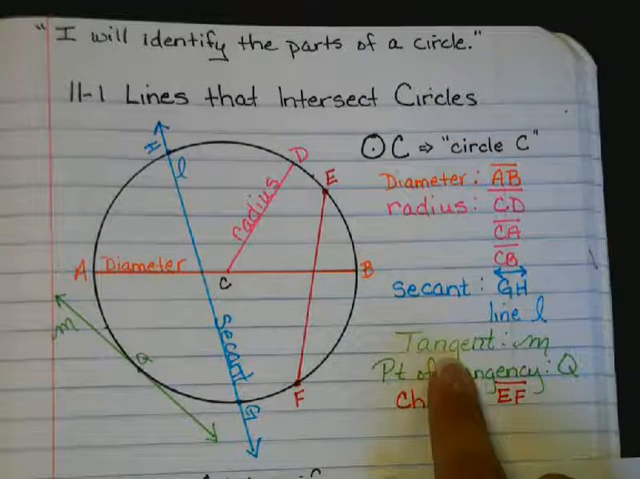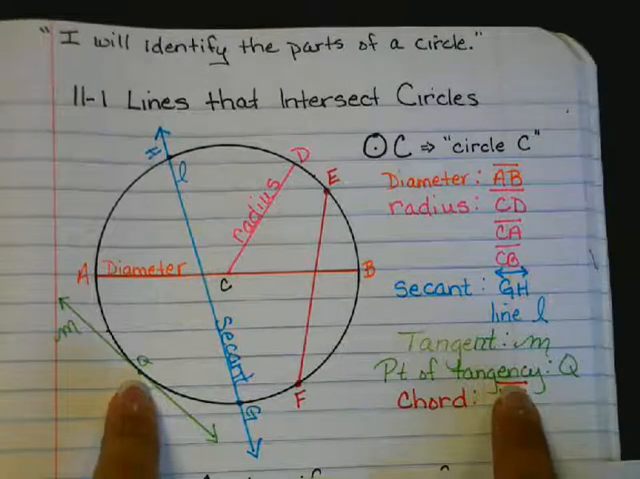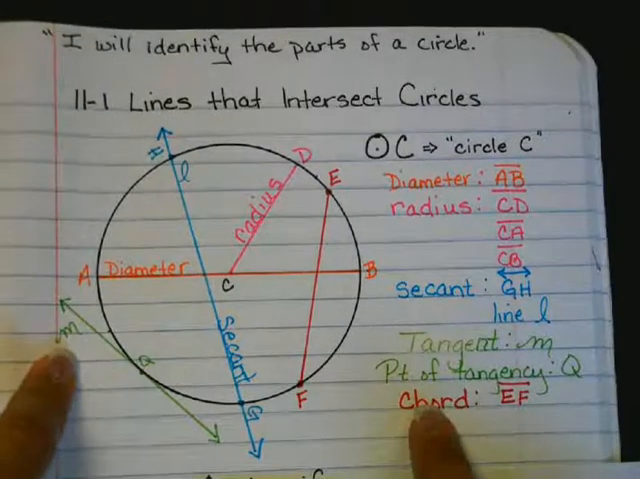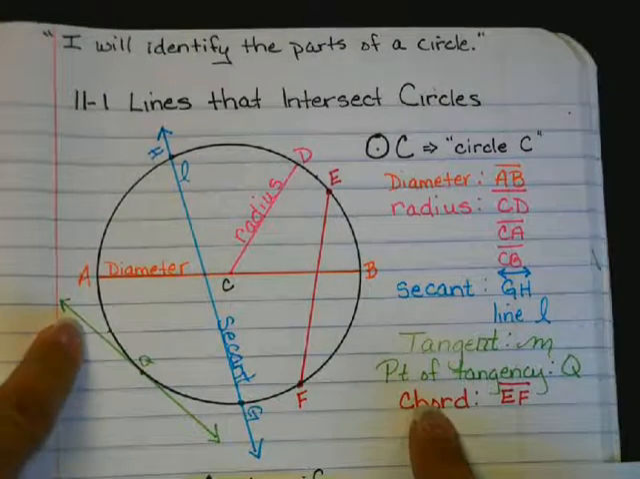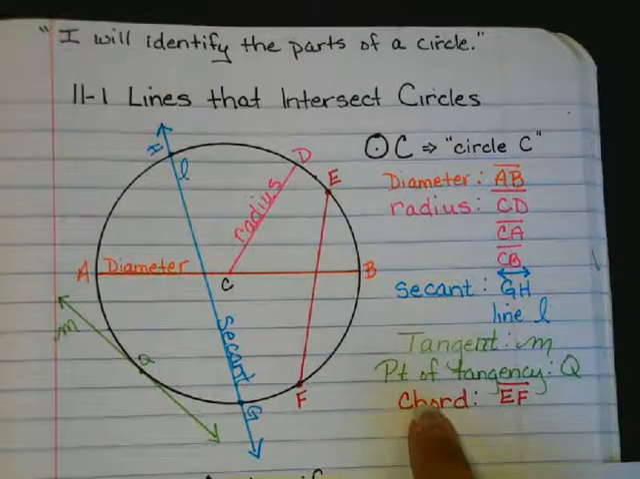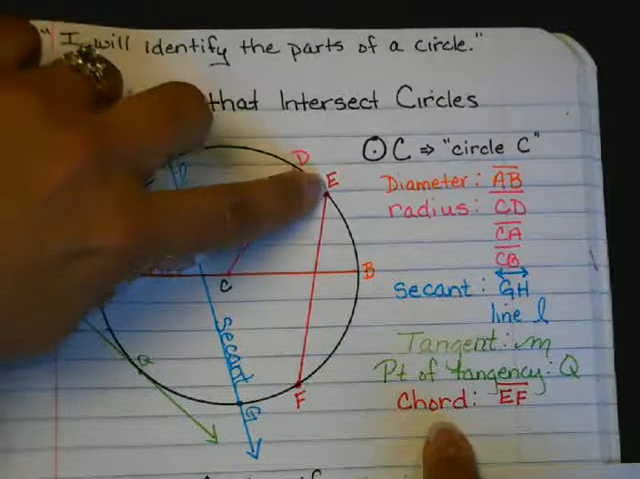Okay, always 1 point. So here you have a point of tangency, is at Q, and they may ask you what is the tangent line or line of tangency, is line M, for instance, here. Or they may give you another point on this line and you can name it Q and whatever that point is called.